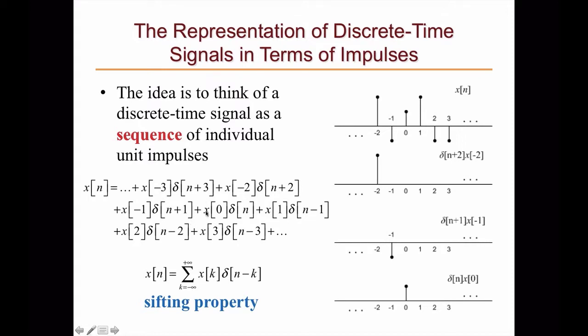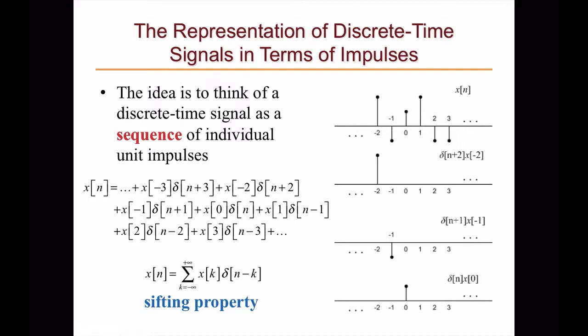When we look at this pattern, we can write it as x[n] equals the summation from k equals minus infinity to infinity of x[k] multiplied by the impulse delta[n-k]. So x[n] is actually the combination of shifted versions of the impulse, scaled by the values of x. We call this the sifting property. It's like when you sift through each stem, each bar here, to get the individual values of the stems.